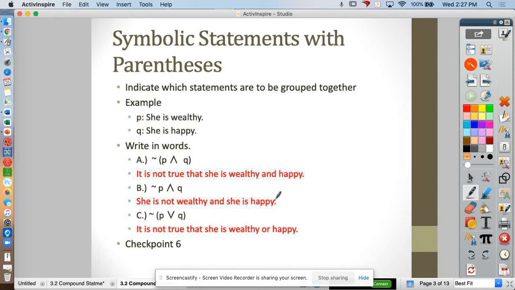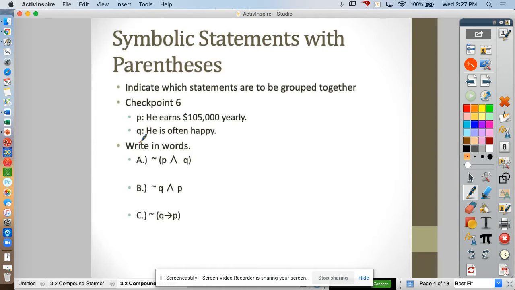Okay. So you guys can try checkpoint 6. Go ahead and pause your video and then come back and check what you got. Before you do that, make sure you're watching. Again, A and C have grouping symbols. B does not. Also look at the C one, this symbol. If you remember, it's the conditional. It's an if, then. So we want to negate if Q, then P. So you want to say it is not true there. Okay, go ahead and pause and then come back.